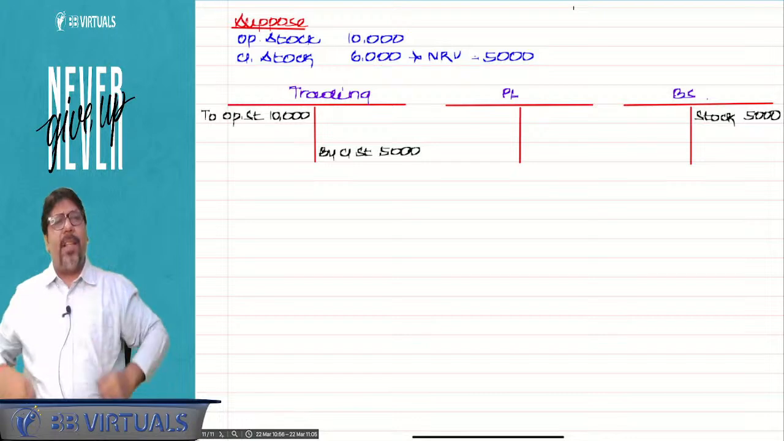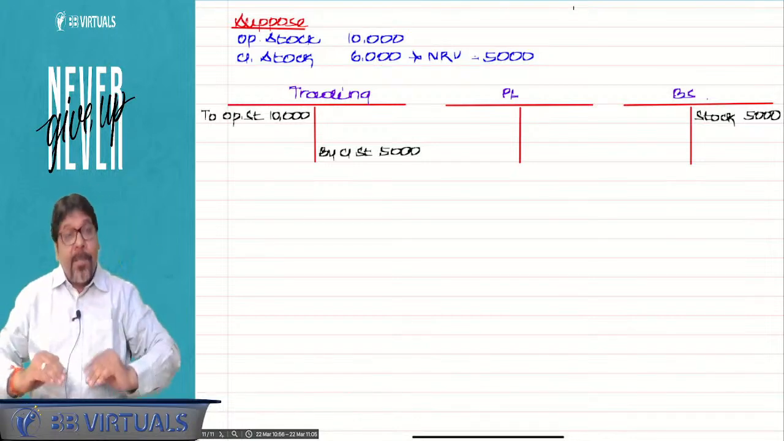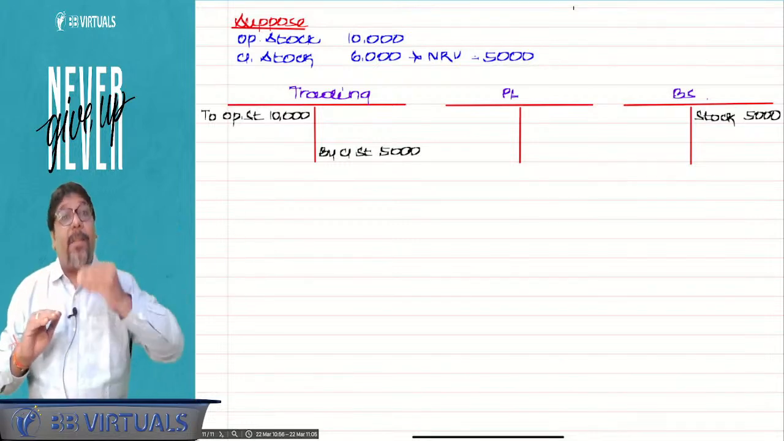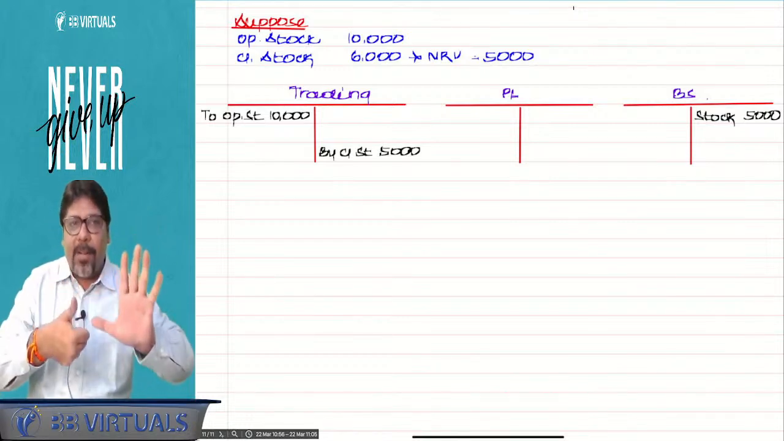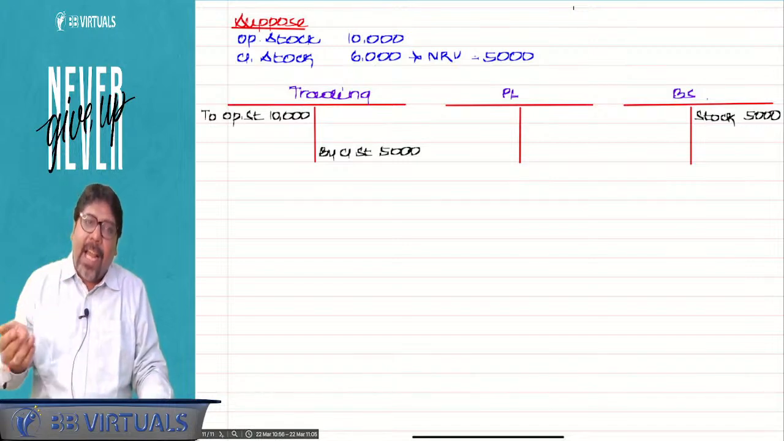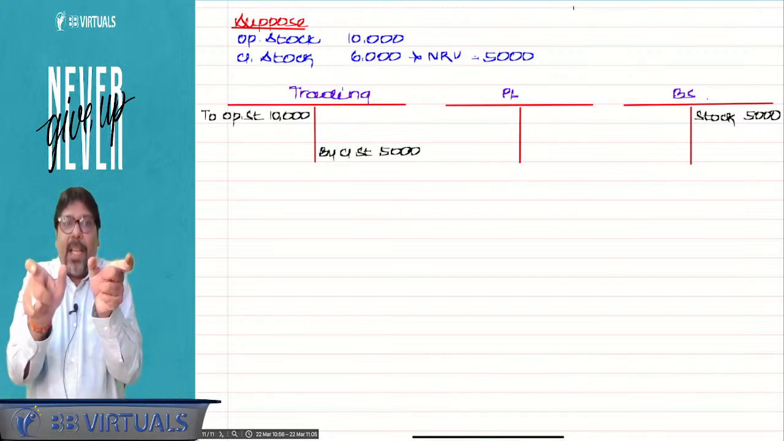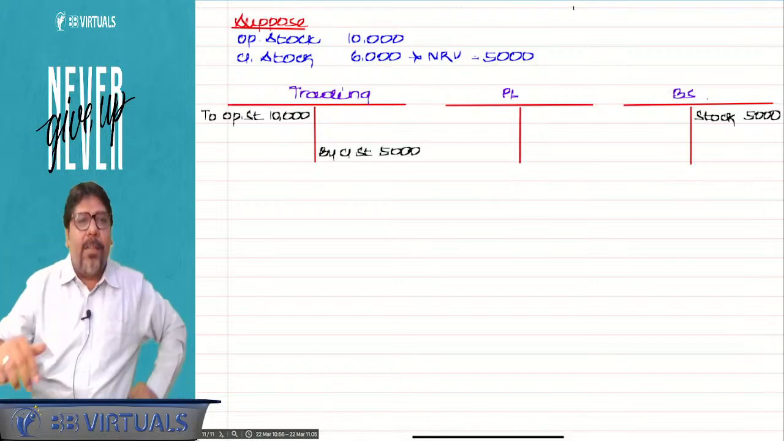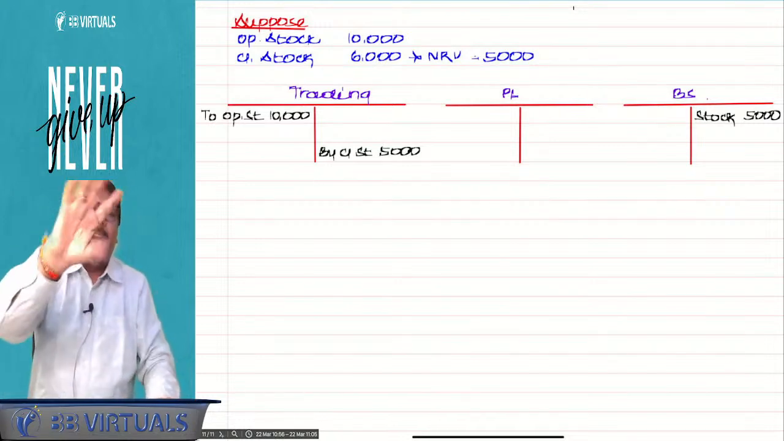Is it realized or realizable? Sir, realizable. That means 5,000 you have not realized yet; if you sell, you will realize. So 6,000 is the cost, 5,000 is the realizable value. That means if I sell, I will realize 5,000. So for the 6,000 stock, if I realize 5,000, then 1,000 is a loss.